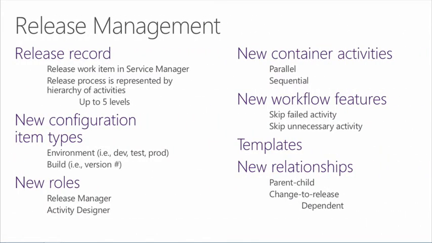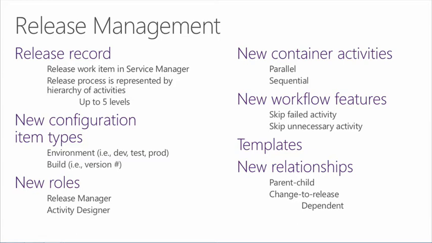So what are some of the attributes within the release management cycle? There's a release record. There's a release work item within Service Manager. So when you go into the Service Manager console, you can go to your work items and see all of your release items, or your work items related to release management, and you can create more. It can identify configuration items. You can bring in new configuration items, whether it be environment specific, whether it be dev, test, or in your build cycles. If you're building out an application and you have a number of versions, you would have version control issues, and you can bring that in as well.